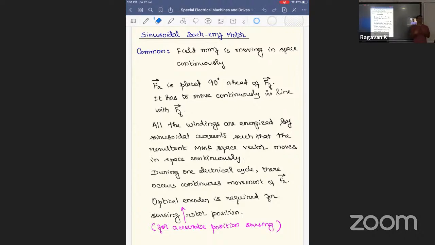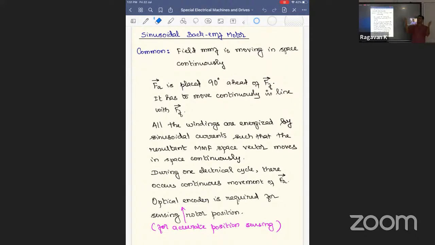So whenever there is a match between the way the system is designed, how the windings are placed, and the signals which you are giving, if there is 120 electrical degrees in space and 120 degrees in phase, if these two match, then we have a magnetic field in space which you can call a rotating magnetic field, or revolving magnetic field. Right now, the field MMF is continuously moving.